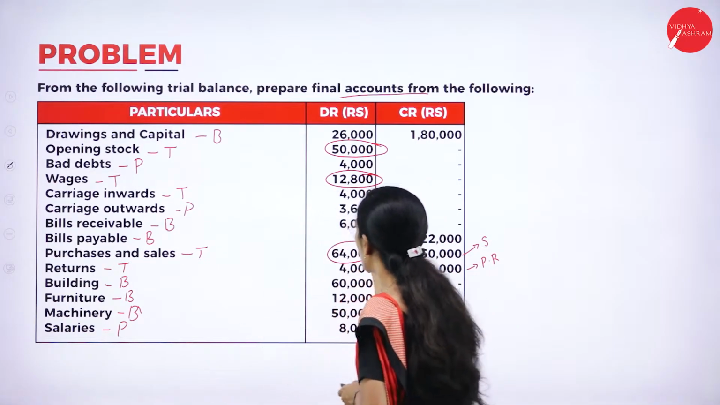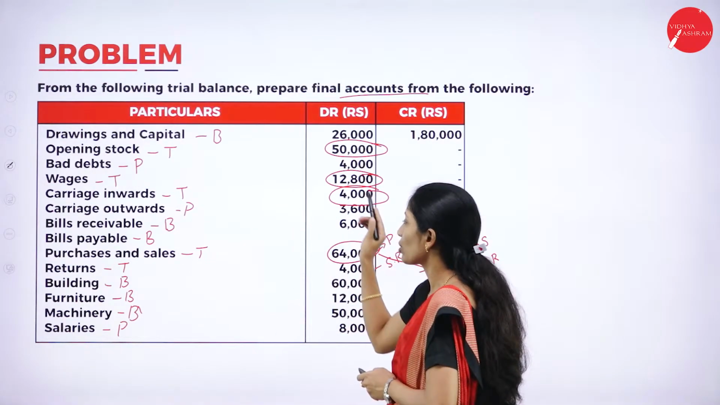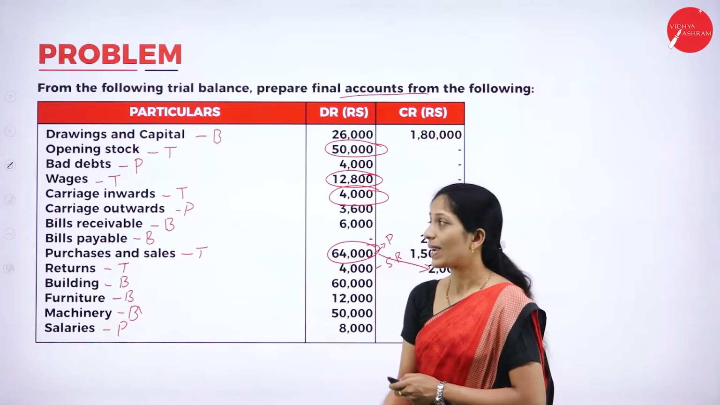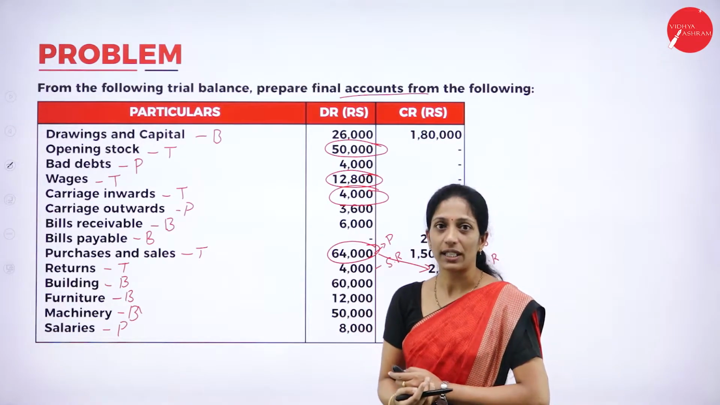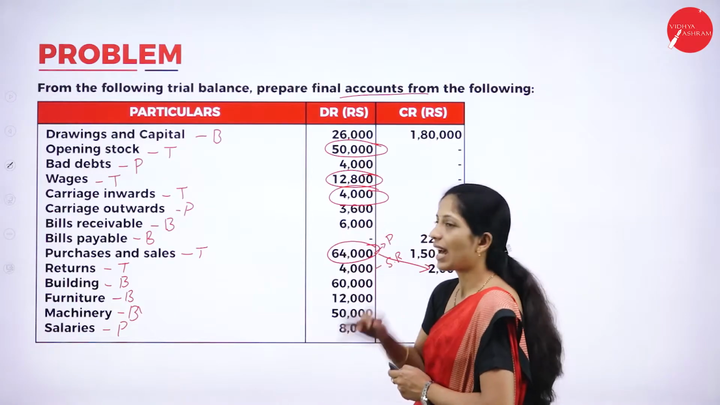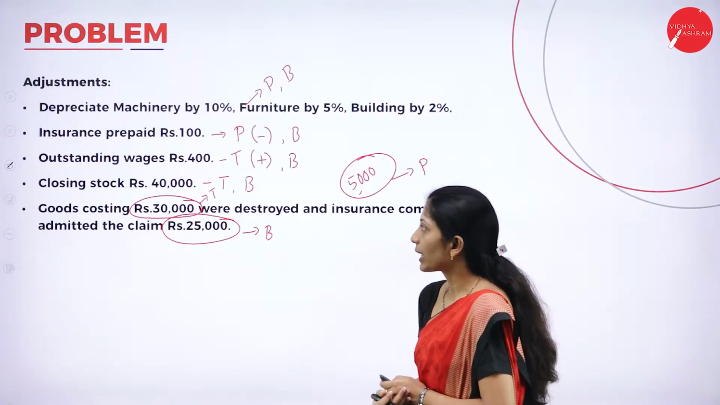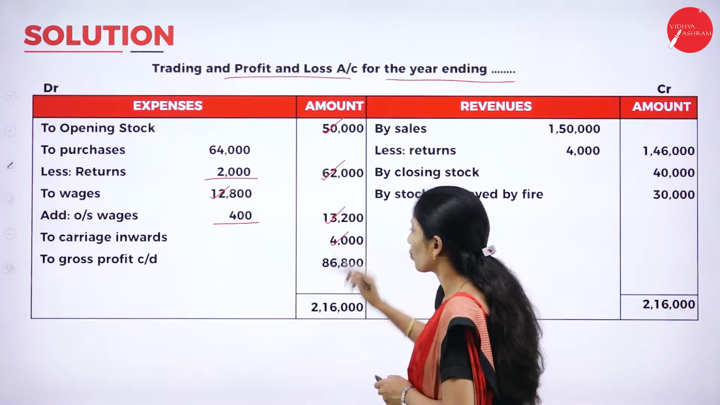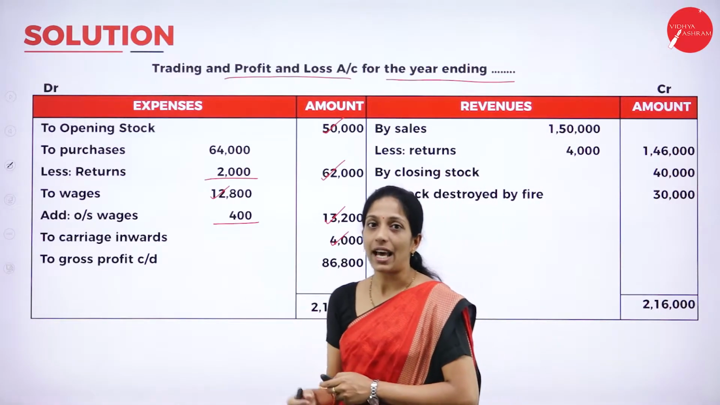Now, coming to the next one. Yes, carriage inward. How much? 4,000. So, it is also a direct expense. So, we have to record it, but there is no adjustment on carriage inward. So, write directly in the outer column: carriage inward 4,000. So, we are done with all the direct expenses.